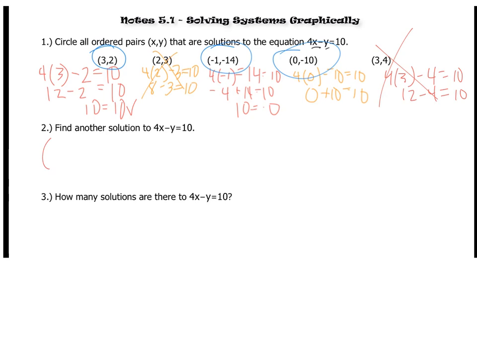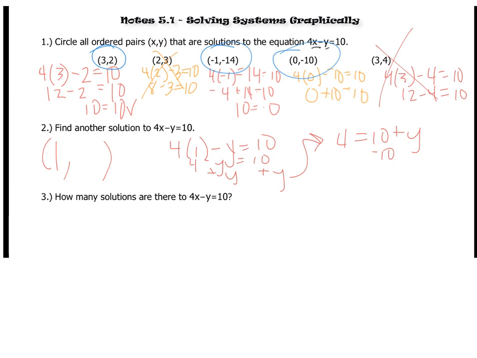So let's say that we pick 1. We need to now find y. So 4 times 1 minus y equals 10. 4 minus y equals 10. If I add y to both sides, I'm going to end up with 4 equals 10 plus y. Then we subtract 10, and negative 6 equals y. The reason why I moved the y is so that I wouldn't forget that it was a negative y to start with.